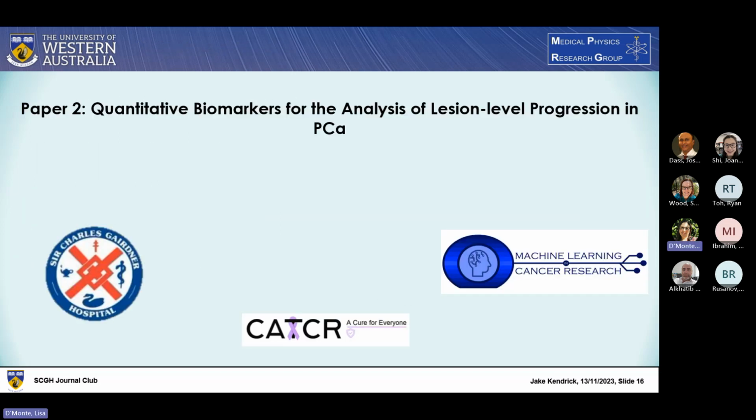Okay, cool. So we'll move on to the second paper. This second paper, as I said, is taking a bit more of a lesion-based approach, rather than taking that more patient-level approach that we took in the previous study. And here the title of this one is Quantitative Biomarkers for the Analysis of Lesion-Level Progression in Prostate Cancer.